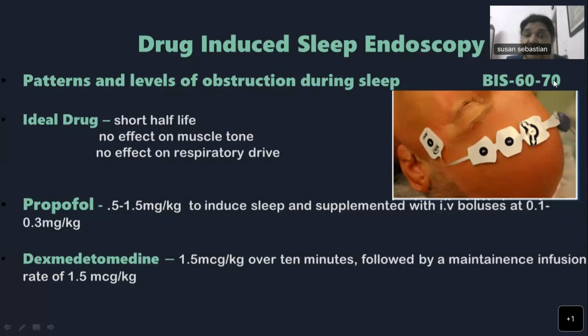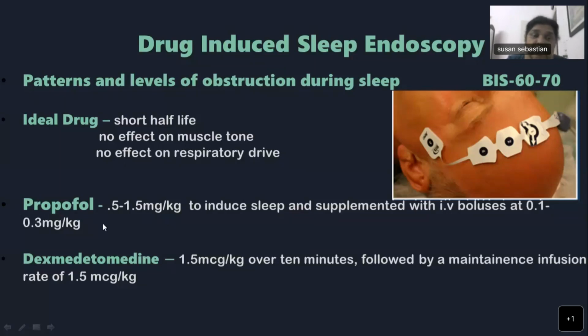This is the one which we use for evaluating the BIS. And if it is below 60, the patient will slip into unconsciousness. And if it is above 60, the patient may be kept conscious but sleeping. So among the drugs with these qualities, propofol and dexmedetomidine are the most popular drugs for this.